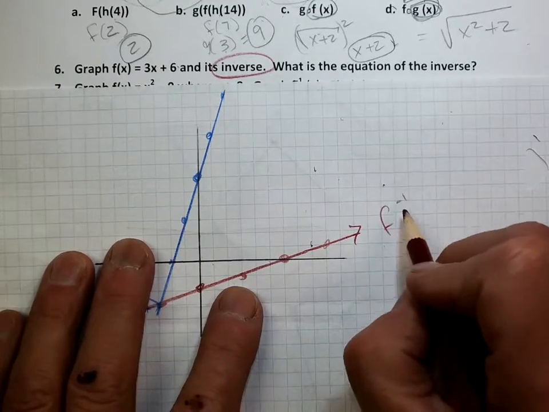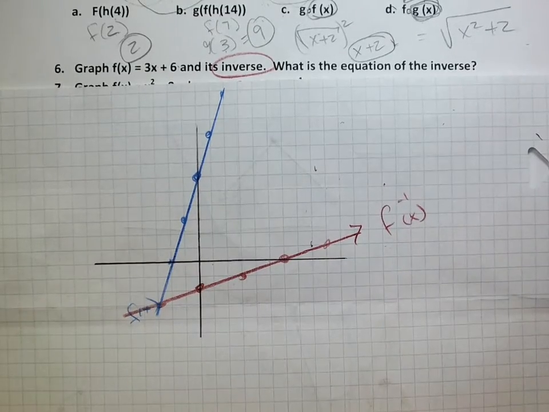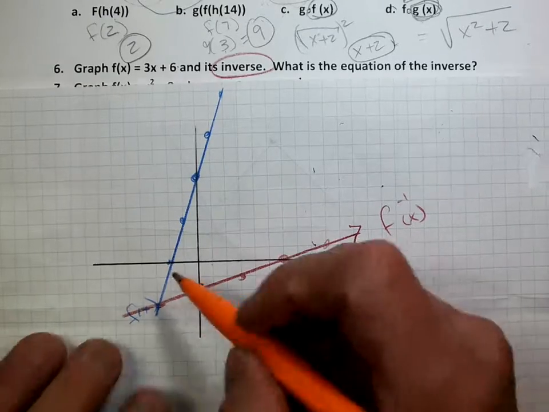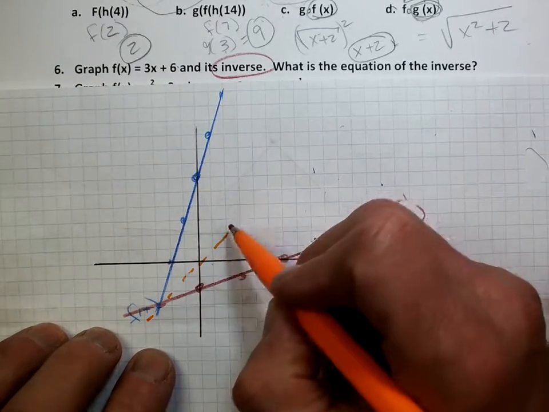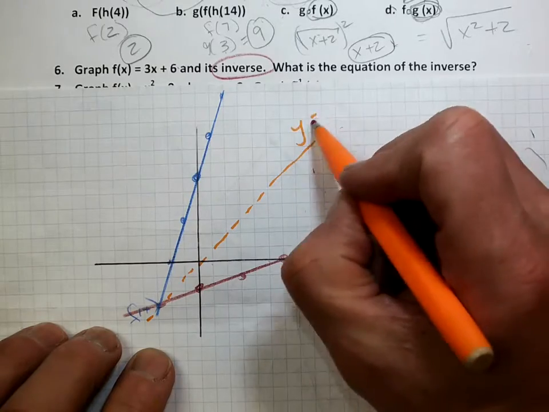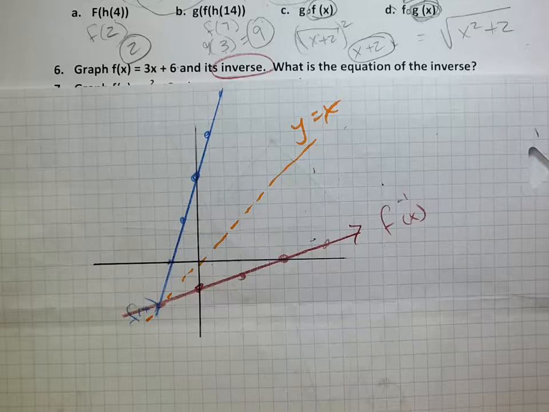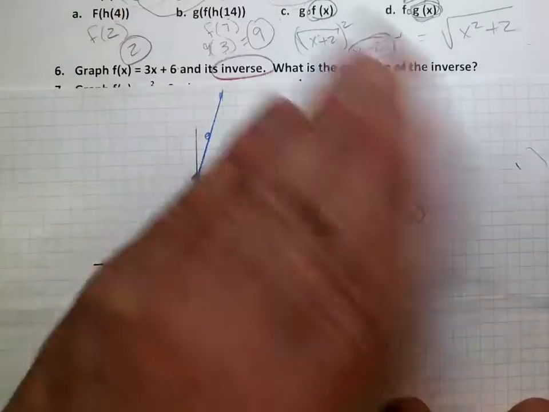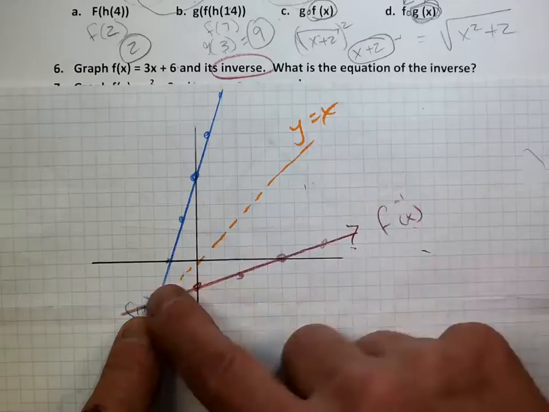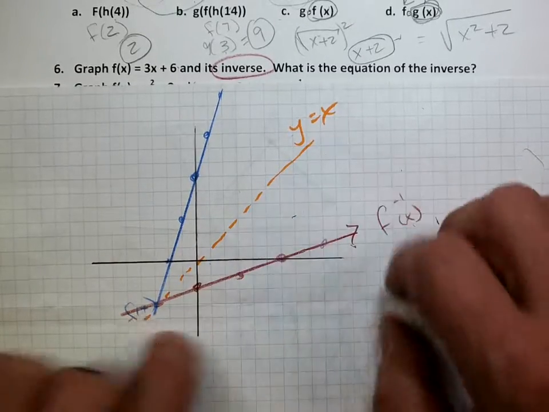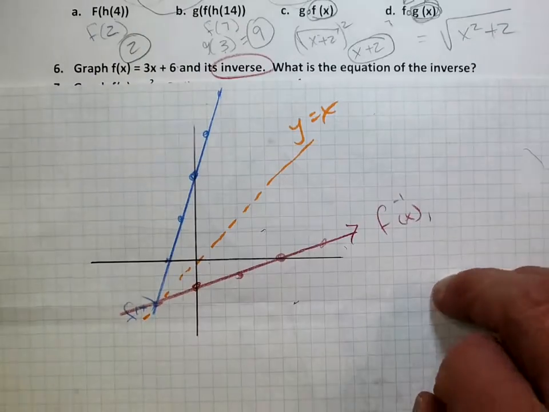F inverse of x, okay? And they are a nice little reflection over this line. Now you don't have to put this line in there. I like to because it shows that it does reflect over that line, y equals x. The middle line is not really even part of the answer, but it is the line of reflection. It just shows that they reflect over this line onto each other, okay?